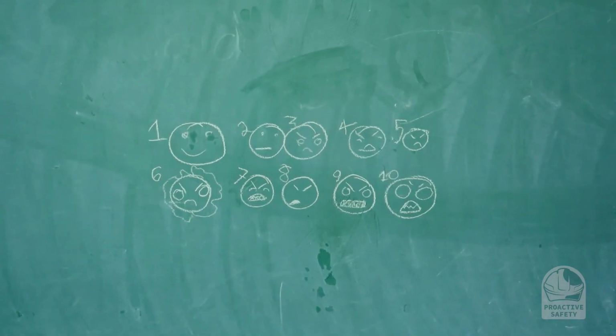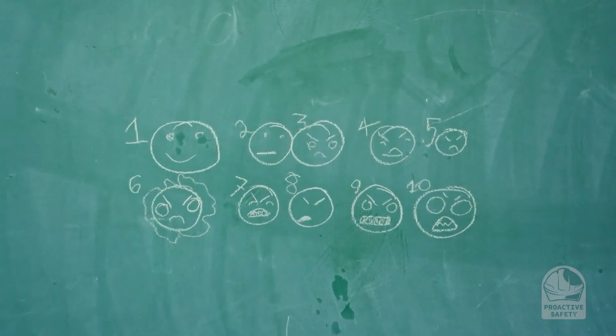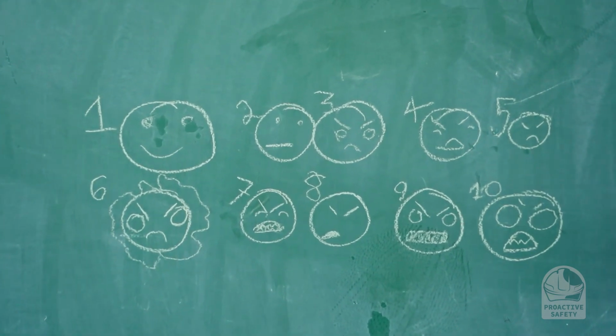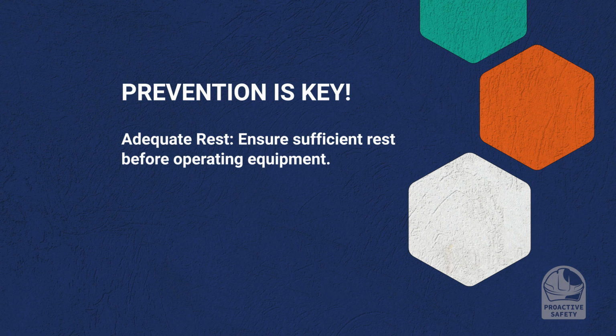Emotions. Nervousness or anxiety can cause unsafe operations. Irritability or frustration affects communication and decision making. Impulsive behavior leads to hasty or unsafe actions. Prevention is key. Adequate rest. Ensure sufficient rest before operating equipment.